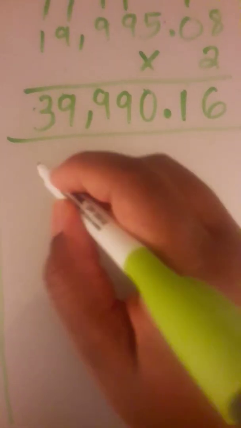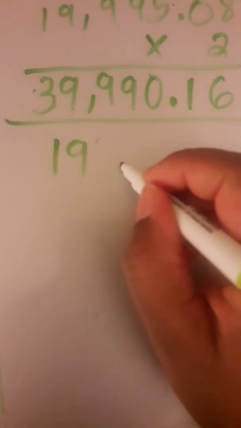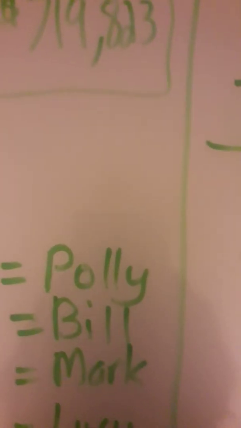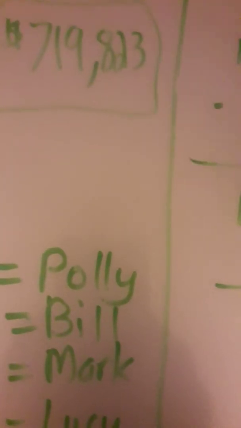And then let's figure out how much Mark has. Mark has 8 shares. So we're going to take that $19,995.08 and we're going to multiply that by Mark's 8 shares. And I'm just going to erase the numbers above so it doesn't confuse you as you watch this problem.